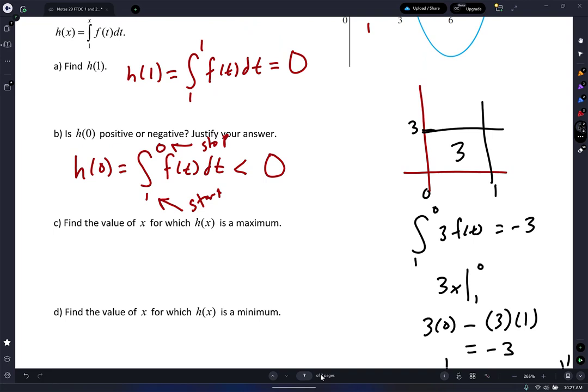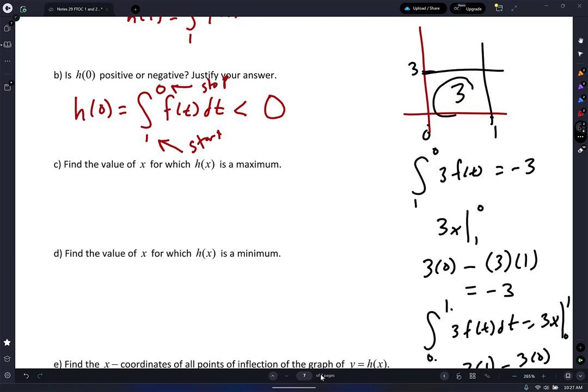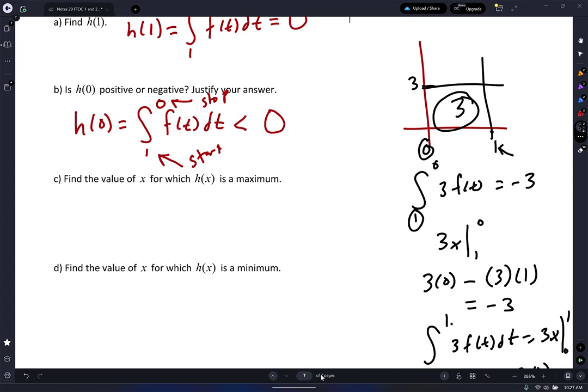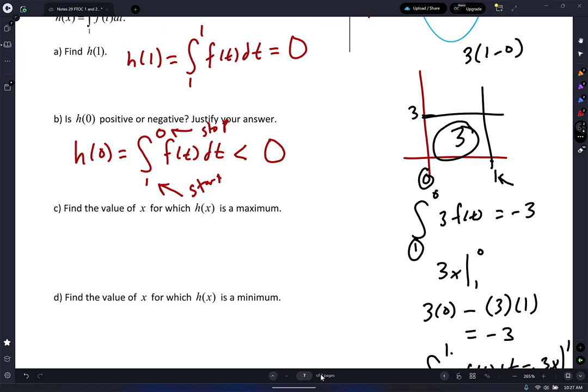What's the difference? Well, from 0 to 1, I start at 0 and I stop at 1. From 0 to 1, I have a positive 3. But if I go backwards from 1 to 0, you start here and you end here. So you get a negative 3 because you're doing 0 minus 1, sorry. You know what I mean? Because you're going backwards. Cool or not cool? Okay. Do we see why it's negative now?